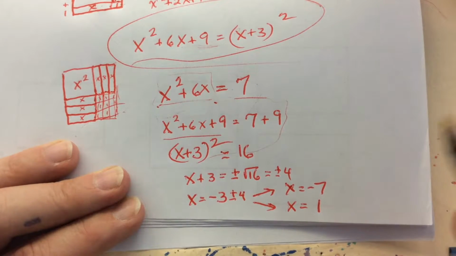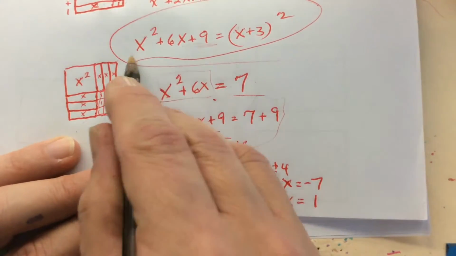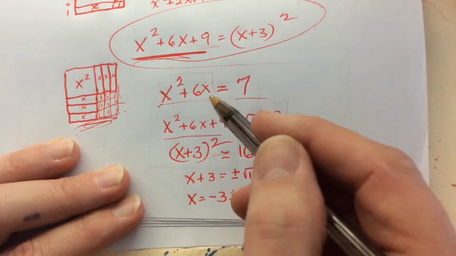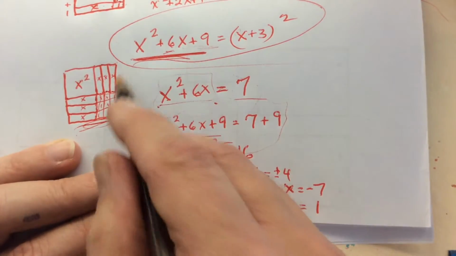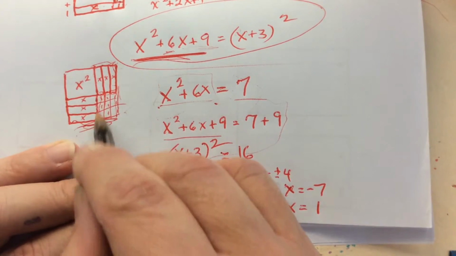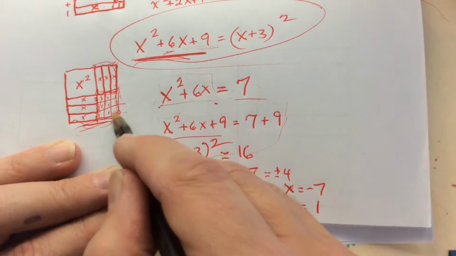How would you do this if you didn't? Well, what did we do right here? In order to turn this into a perfect square, what did we do over here? Well, we took this 6 and split it in half so that 3 of them would go here, 3 of them would go here, and then we squared that number.